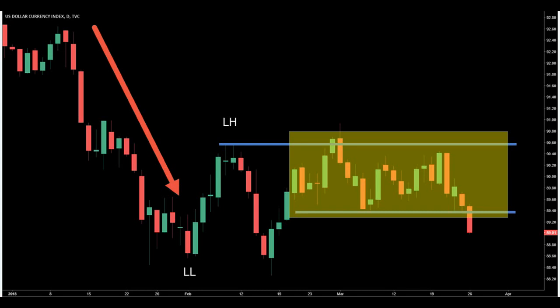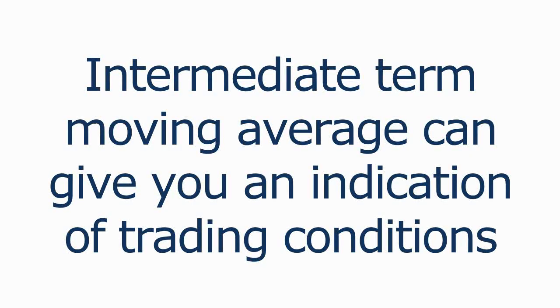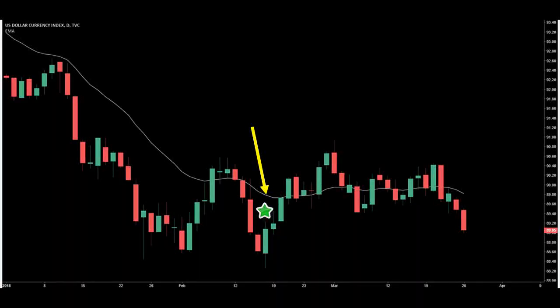Hindsight on this chart is easy, but trading the hard right edge would not have been as smooth as hypothetical trading is. And I don't use much in the way of trading indicators, but an intermediate term moving average such as a 20 can give you an indication of trading conditions. This is a 20 period EMA on the US dollar index chart. That green star indicates when the euro US dollar put in a double top, and it wasn't long after the US dollar index put in a double bottom. Price begins to whip around the moving average, which indicates that price is in relative balance at this point.